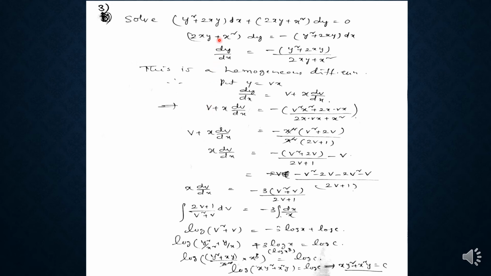This also can be solved by using the exact differential equation method. That is also very simple. We can solve the same problem by using the exact differential method.